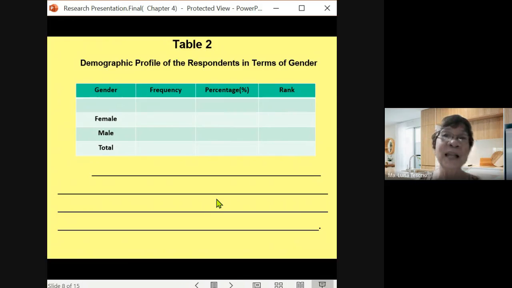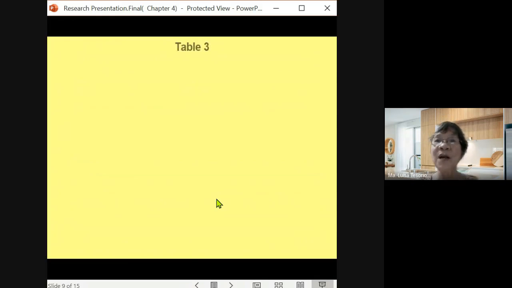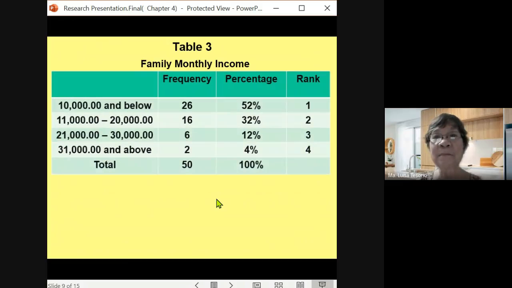Have the last slide as your example. Okay? Now we move to the next table, table 3, which is about the family monthly income.